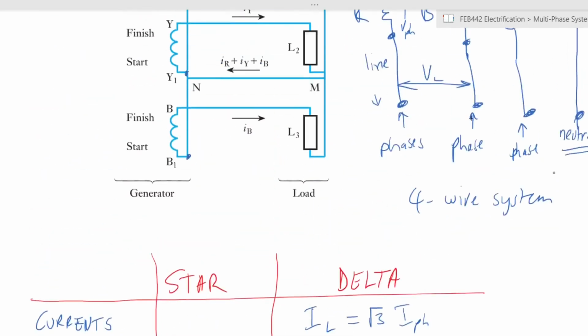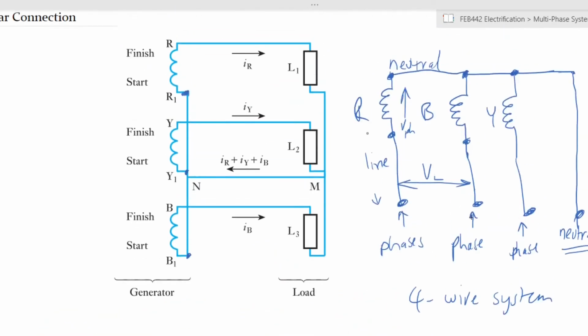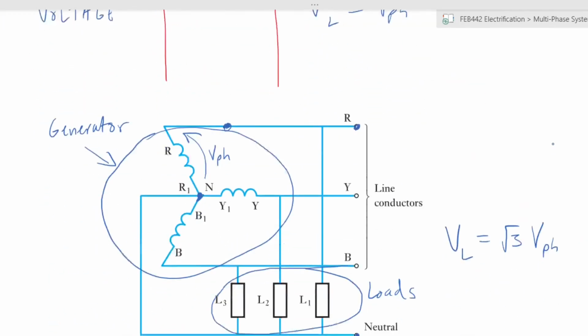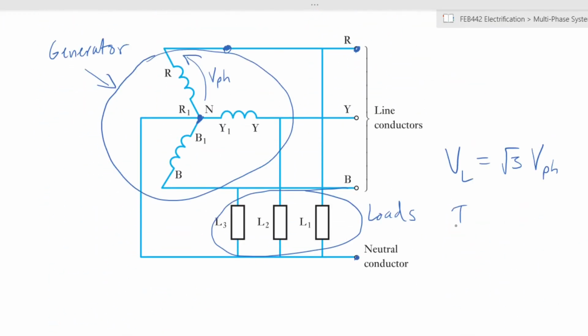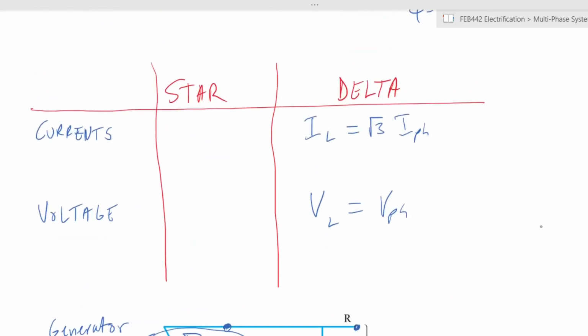But in a star connection, the currents that flow through are all identical, right? Whether it is flowing through the winding or flowing to the load, it is the same current, okay? So because of that, we say line current in a star connection is equal to the phase current in a star connection because they are flowing through the same place. So IL is equal to I phase and VL is equal to root 3 times V phase.